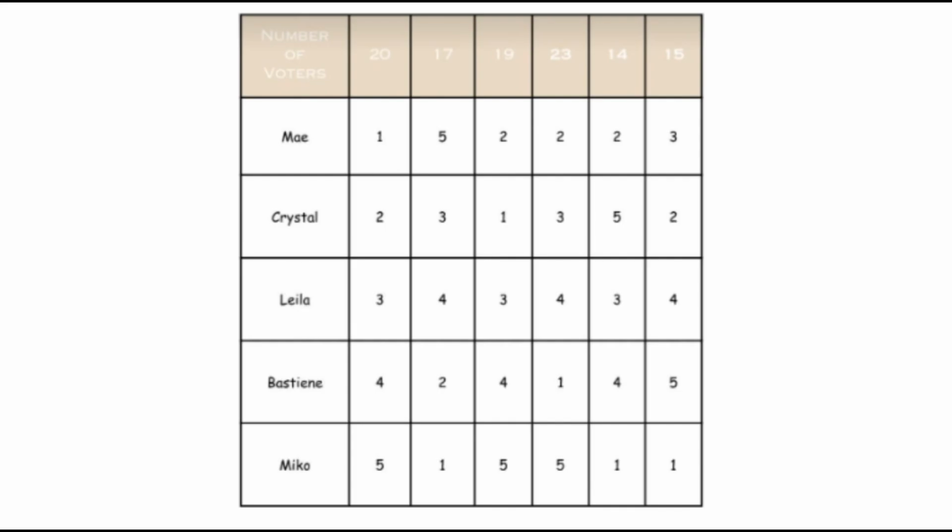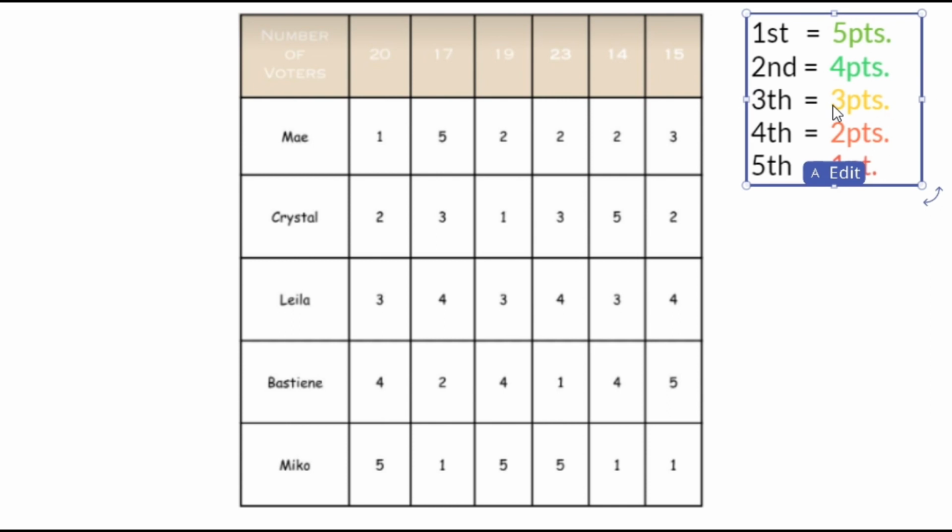To find out who was elected president, let's use this table and see which candidate got the most points. Following the Borda count method, first place is equal to 5 points, second place is equal to 4 points, and so on. To get the actual points of each candidate in each round, you multiply the number of voters in each round with their corresponding ranking points. The number of voters would be 20, and the corresponding ranking would be 1.